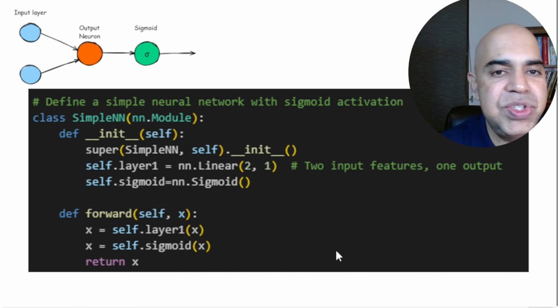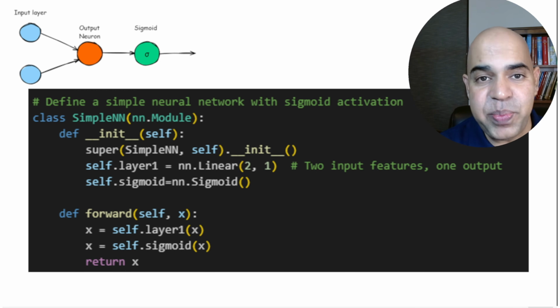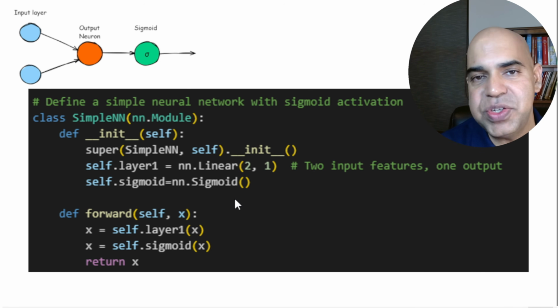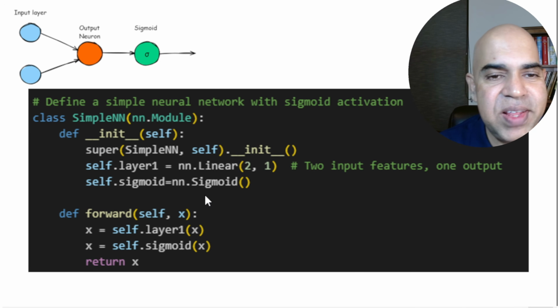So practically it's just the sigmoid function. Just like in a previous video for the hidden layers, where we used ReLU or leaky ReLU, PyTorch has its own sigmoid function. So we are leveraging that sigmoid function in this context.